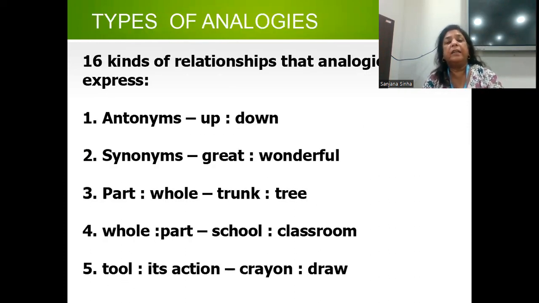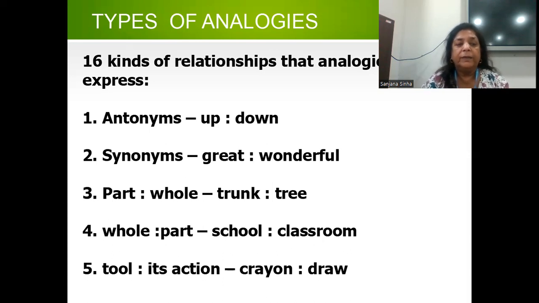Coming to the types of analogies, there are 16 kinds of relationships that analogies express. The first one is easy. Antonyms: up, down, low. If up can be down, low can be high. Synonyms: great, wonderful; sad, unhappy.